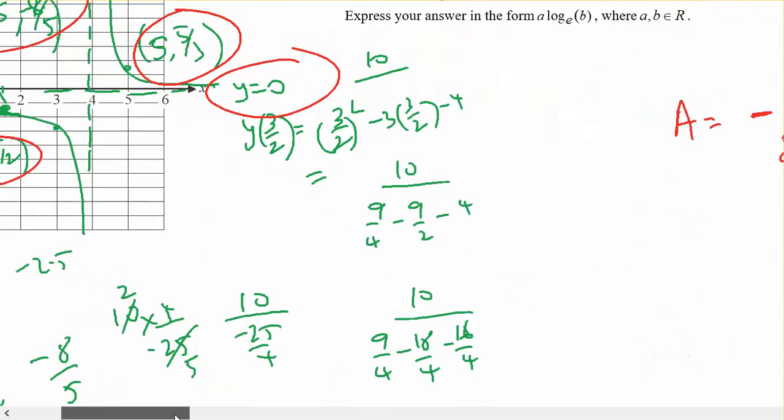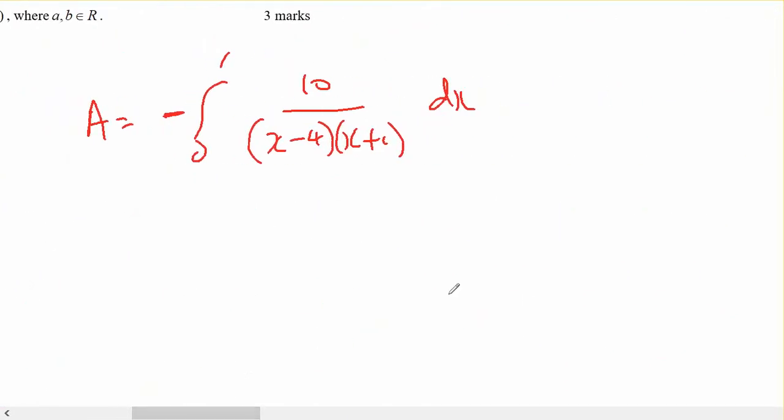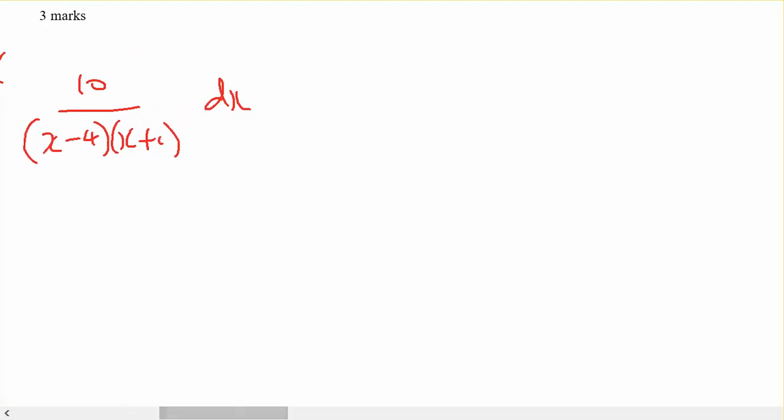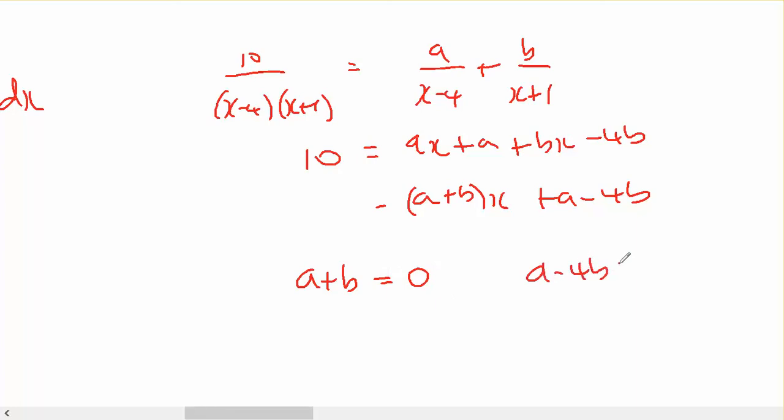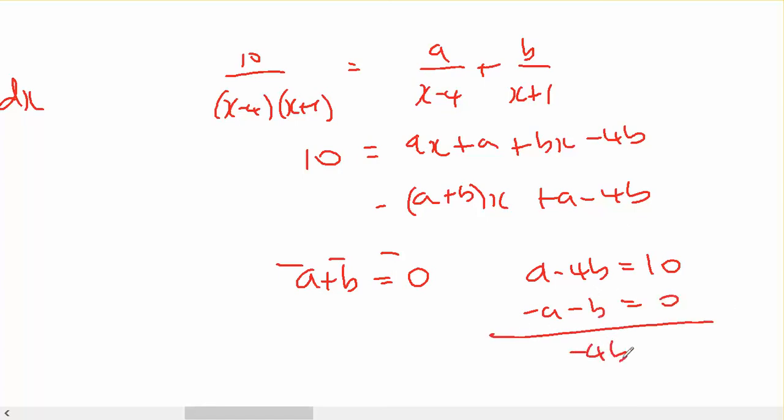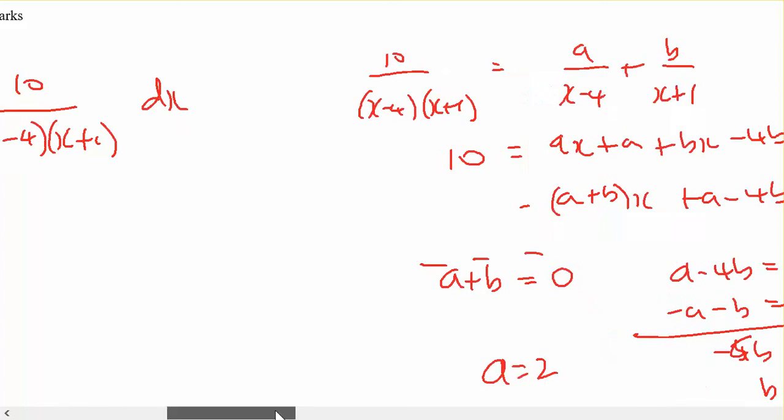And I'm going to have to do some partial fractions to turn this into two separate fractions. So I'm going to have a plus bx plus a minus 4b. Therefore, a plus b has to equal 0, and a minus 4b has to equal 10. So minus 5b equals 10, b equals minus 2, therefore a equals 2.